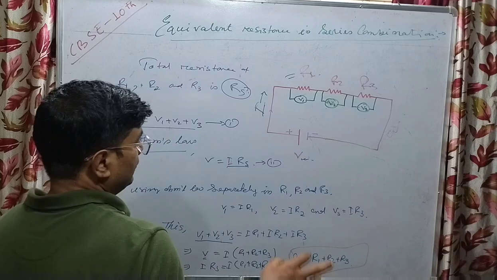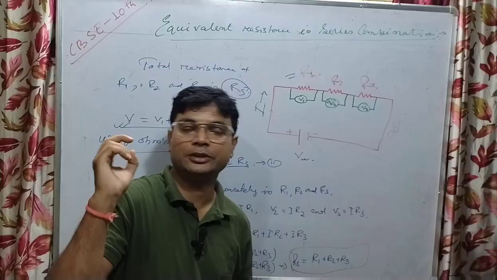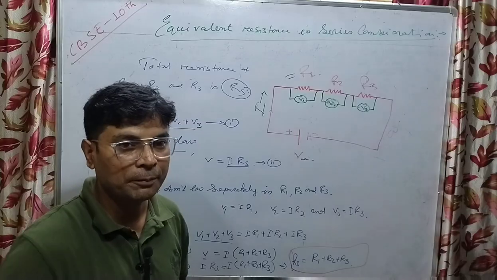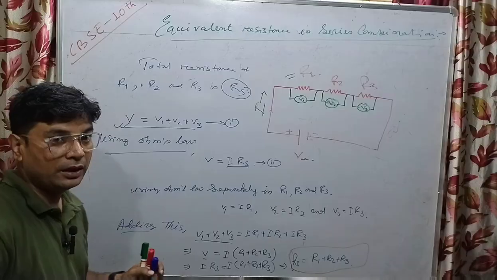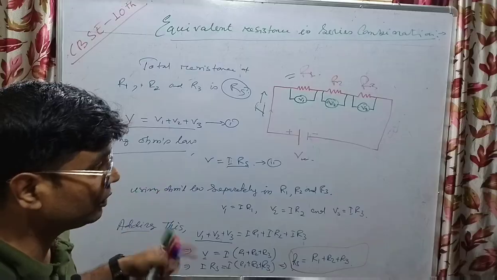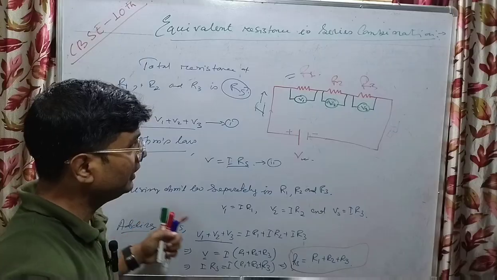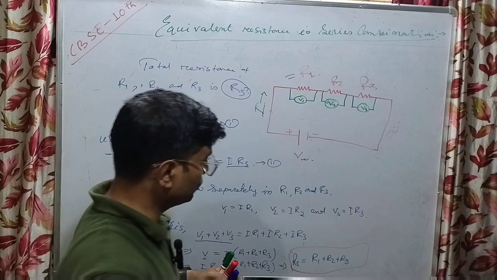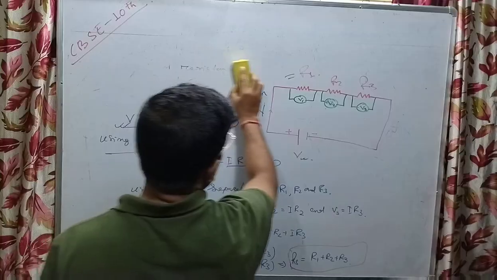You can calculate equivalent resistance, current and potential difference between the resistors by using this formula or Ohm's law. I hope this expression will help you, and most importantly, it is very important. I repeat, it is very important for this year. So I hope you will take it seriously and go through this proof. Now I am going to elaborate this with the help of an example.